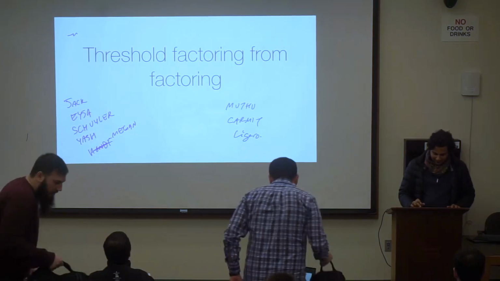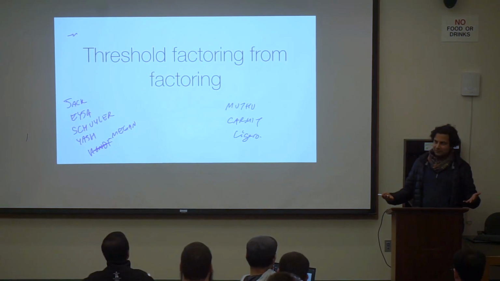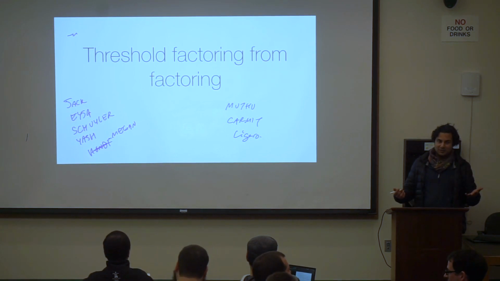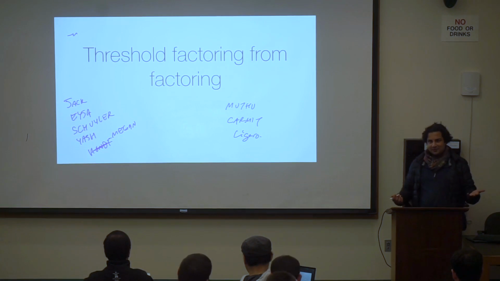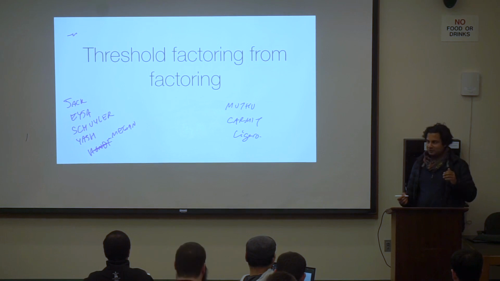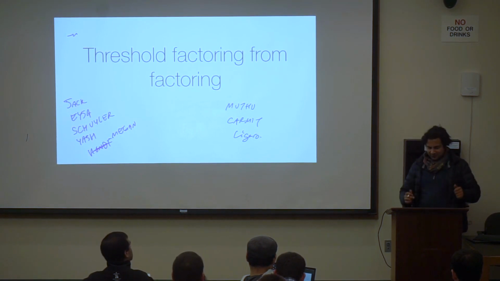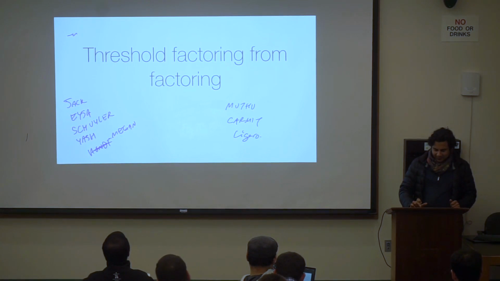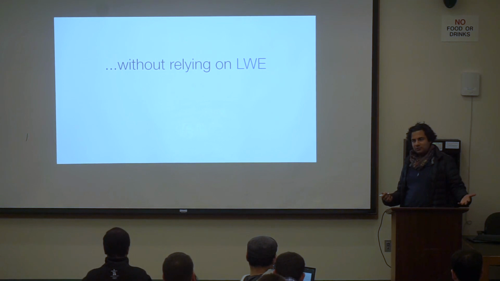The goal of this is threshold factoring from factoring. We'd like to create an RSA modulus n, and the only assumptions we'd like to use are factoring assumptions, and let's say symmetric primitives like SHA-256. That's kind of a doctrinal question that's driving this, but we're not really tied to it. The main reason I want to phrase it that way is that we are trying to see how well we can do with this approach without using something like LWE.